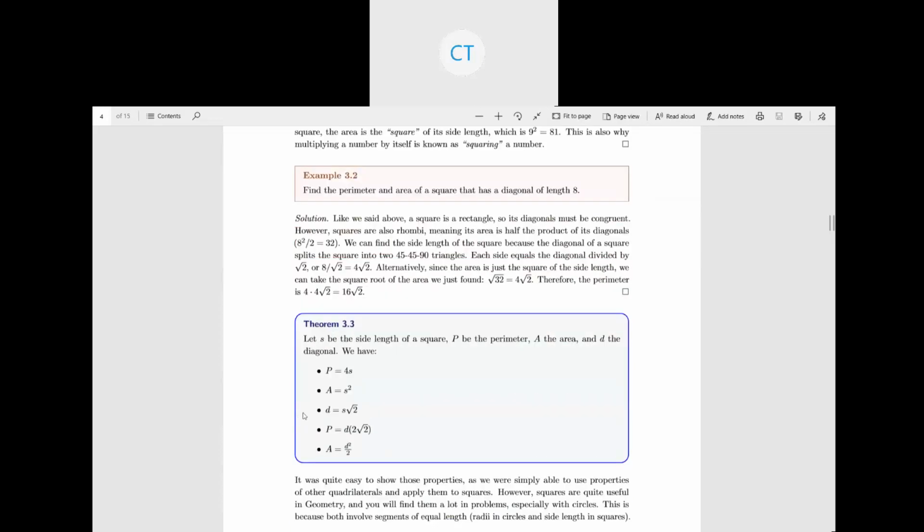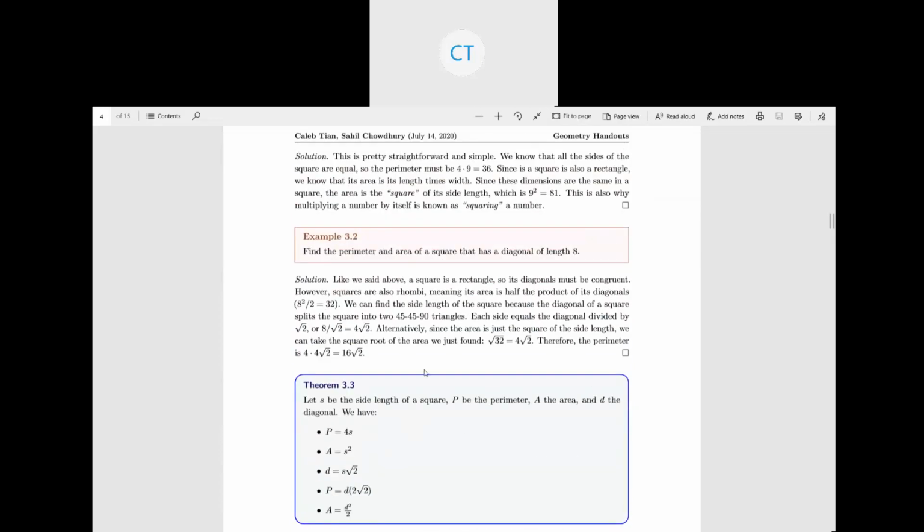And so here's a little bit of a summary on squares. Given that S is the side length of a square, P is the perimeter, A is the area, and Z is the diagonal, we have the perimeter is equal to 4 times the side length. The area is going to be the side length squared. Diagonal is going to be side length times root 2. Perimeter is going to be diagonal times 2 root 2. And the area is going to be diagonal squared over 2. And these are all just found from properties of the other quadrilaterals we've learned about already.